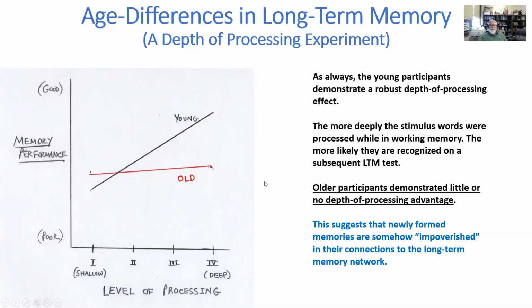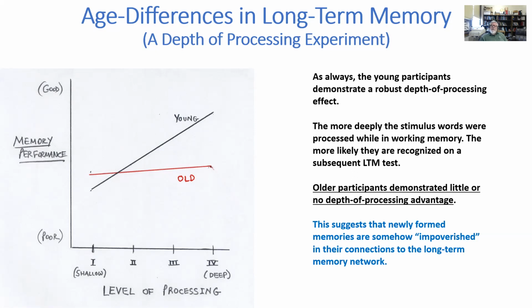But what's somewhat alarming is that this experiment and others, replications, have shown that the level of processing effect is quite flat, in some cases non-existent in older populations. Older participants demonstrate little or no depth of processing advantage.